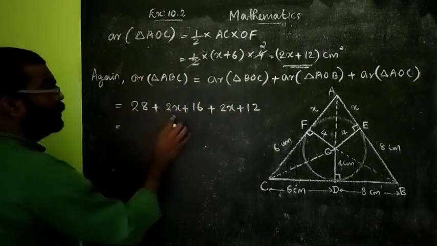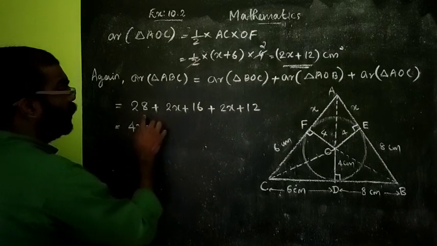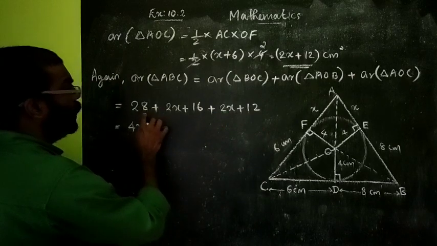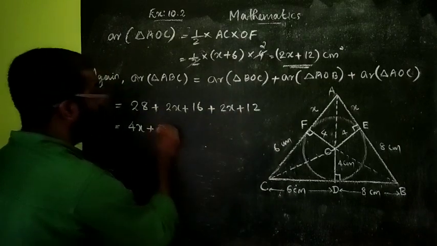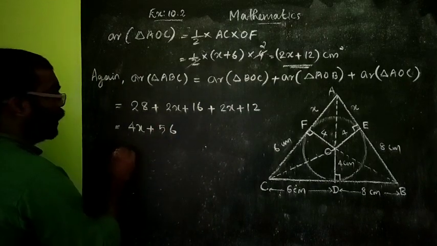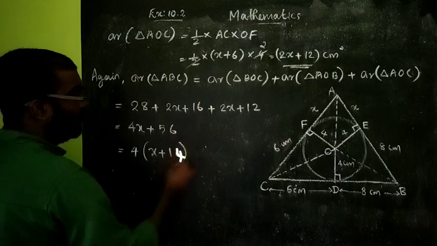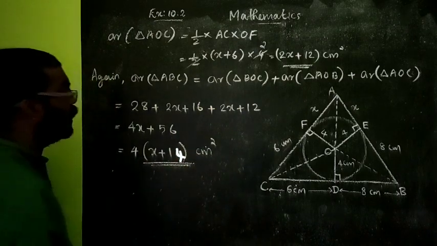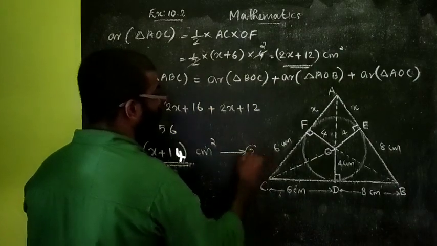We can add the variables first. 2x plus 2x is 4x, then plus 28 plus 16 plus 12. 28 plus 16 is 44. 44 plus 12 is 56. Here we can take 4 common. So 4 into x plus 14 centimeter square. So this will be the area of triangle ABC. We can take it as equation number 2.